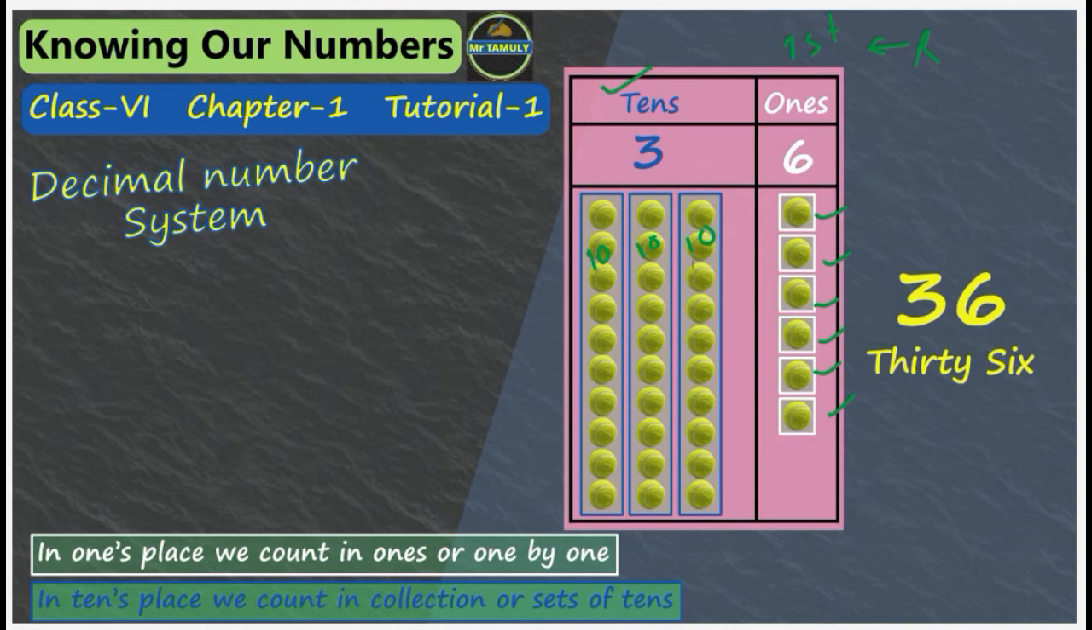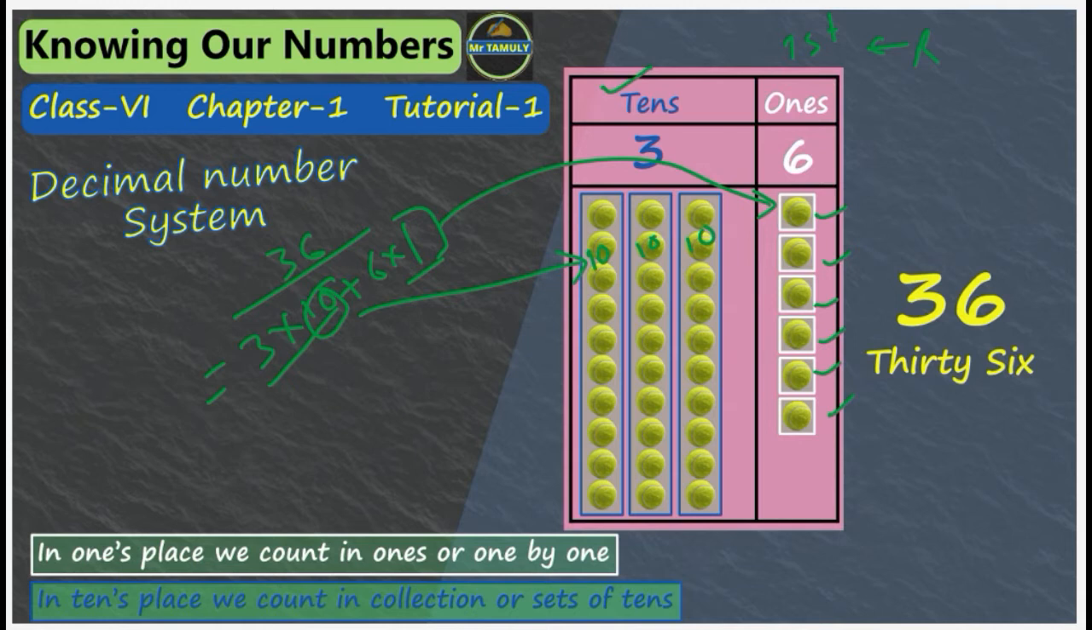So if you are asked to write the expansion of the number 36, we write it like this: 36 is equal to 3 into 10 plus 6 into 1. Why do we write like this? In tens place, we count in sets of tens. So in the image, you can see here, you have got 3 sets of 10 tennis balls. And in ones place, we count one by one. So in the image, you can see the white boxes contain a single ball only.